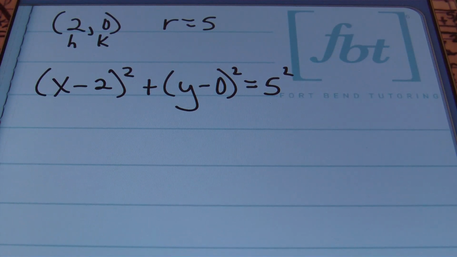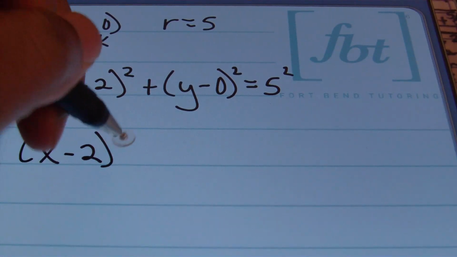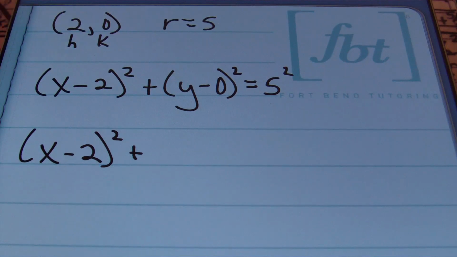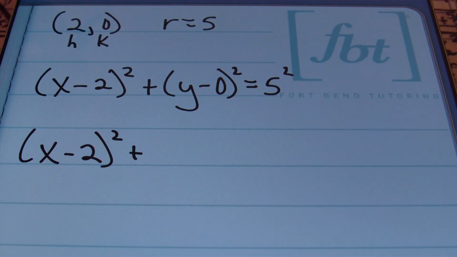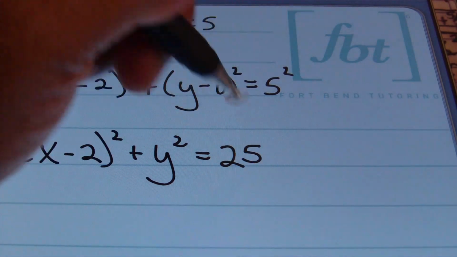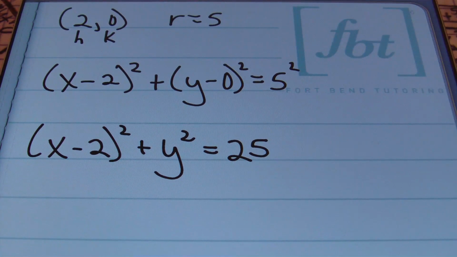From here, I want to simplify this. So I'm going to rewrite it as (x minus 2) squared, and y minus 0 is just y, right? So therefore, I don't need to state that it's y minus 0 inside of that second set of parentheses. I'll just write it as y squared, all right? Because that's what it equals. And then we'll end up with 5 to the second power, which is 25. And this is my equation in center radius form for problem number 4.